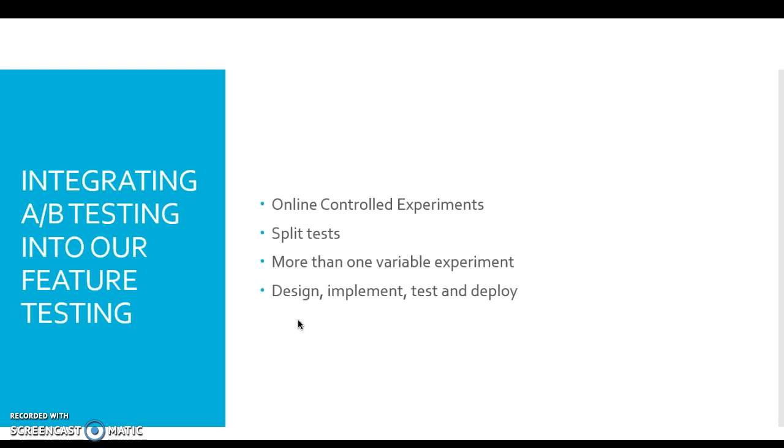So basically we can do this. We're going to have online controlled experiments. We're going to split tests. We can change more than one variable in each experiment. We can change color, font size, style, and see what works better. Of course we're going to implement A/B testing in the test process, but we can also do this in design, implement, test, and deployment.